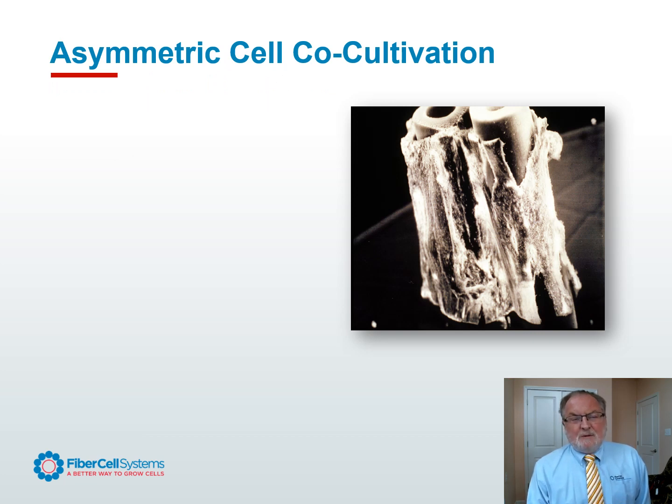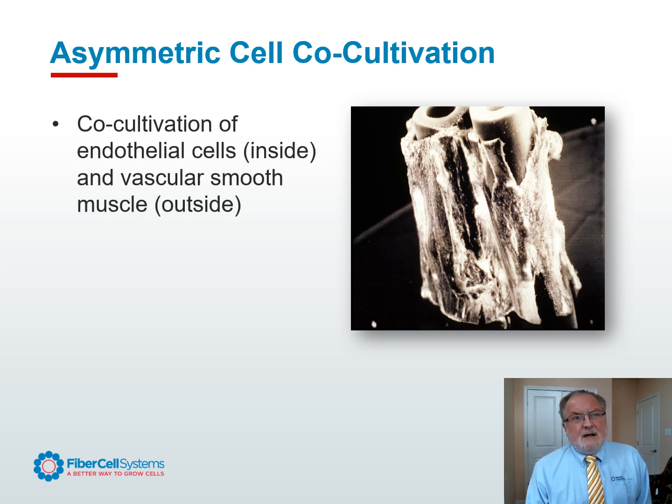This is an example of what I call asymmetric cell co-cultivation. It means we have different cells on either side of the fiber. We can place endothelial cells onto the insides of the fibers, where they will lay down flat when they're subjected to shear stress. They'll also form tight junctions and exhibit other physiologic traits. On the outside of the fiber, we have vascular smooth muscle.